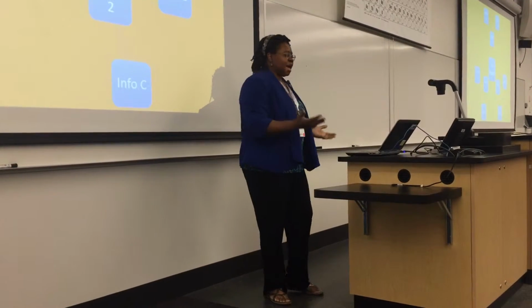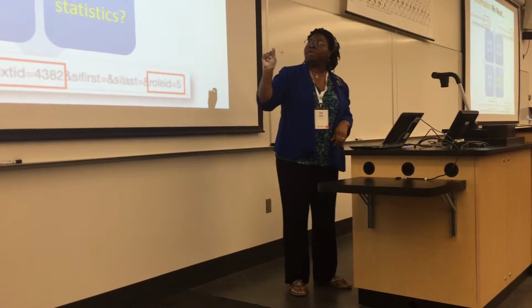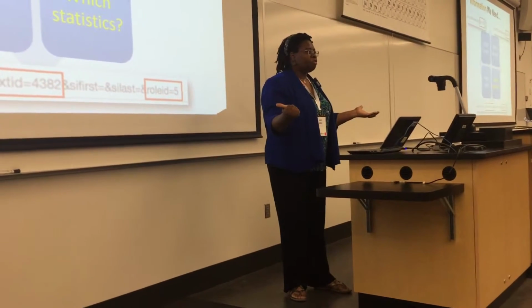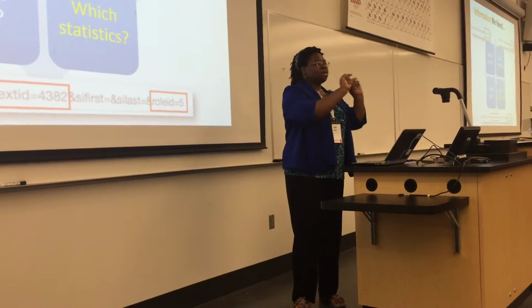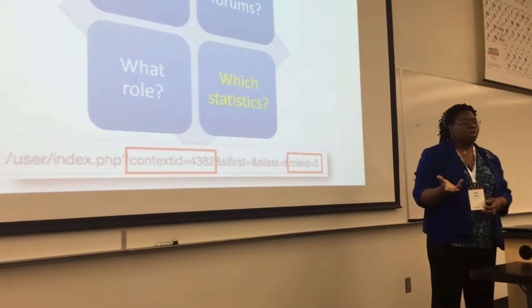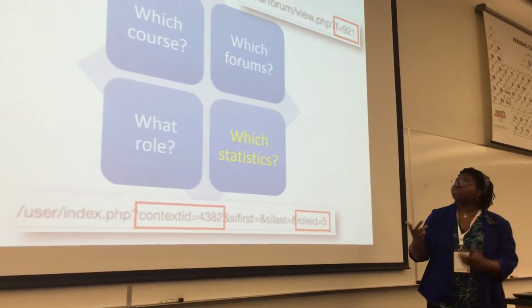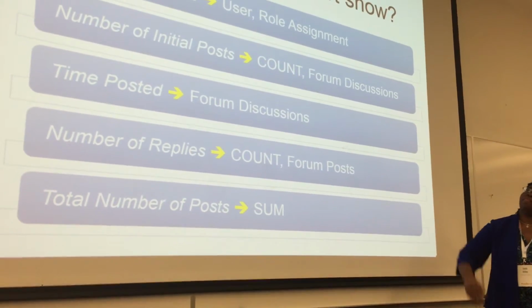So now let's take a look at the various pieces of information that we actually need for our query. First of all, the query needs to know which course the report is coming from. Okay, so you need your course ID, which will be in the course URL on your course page. Then which forums do you want the report on? You need to write down that forum ID for each forum that you want to report on. And then what is the role of the user that you want.